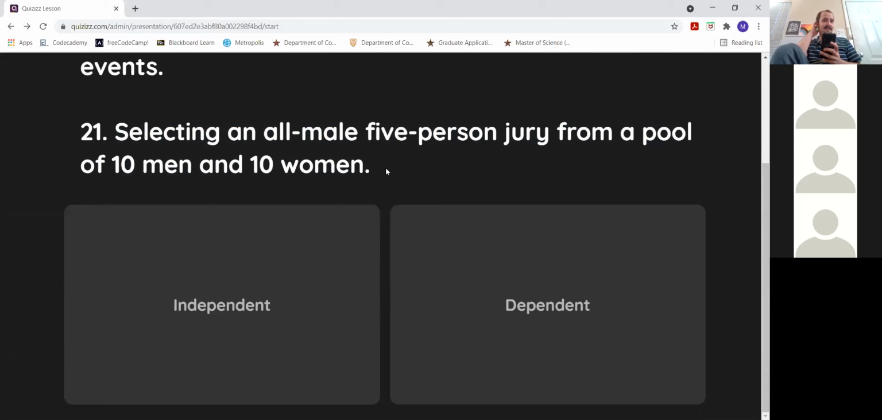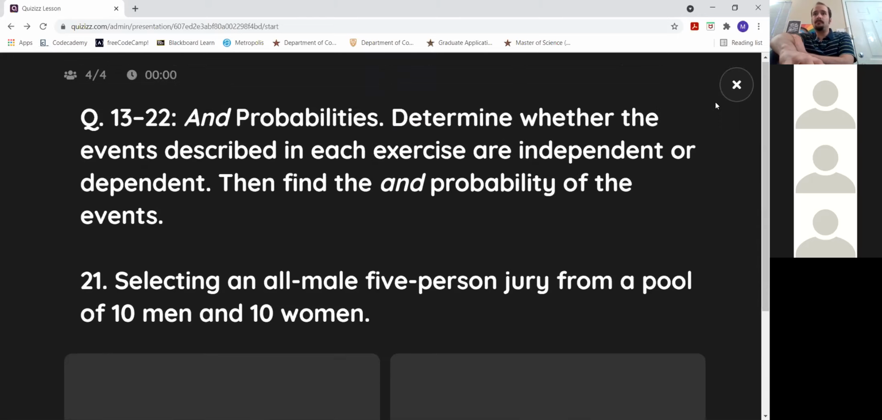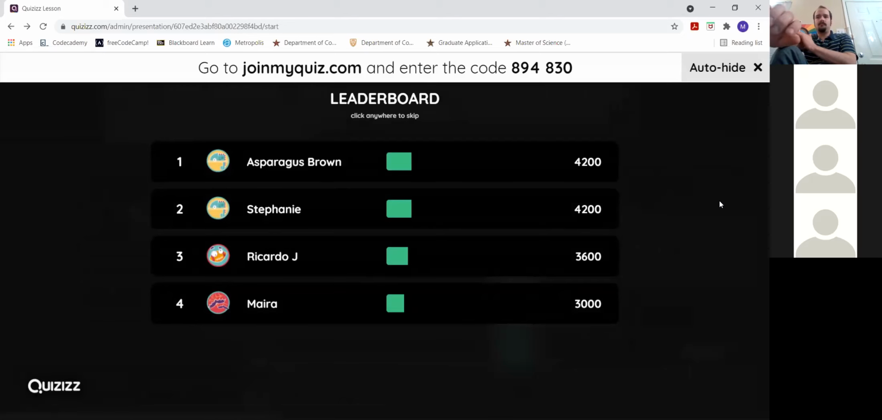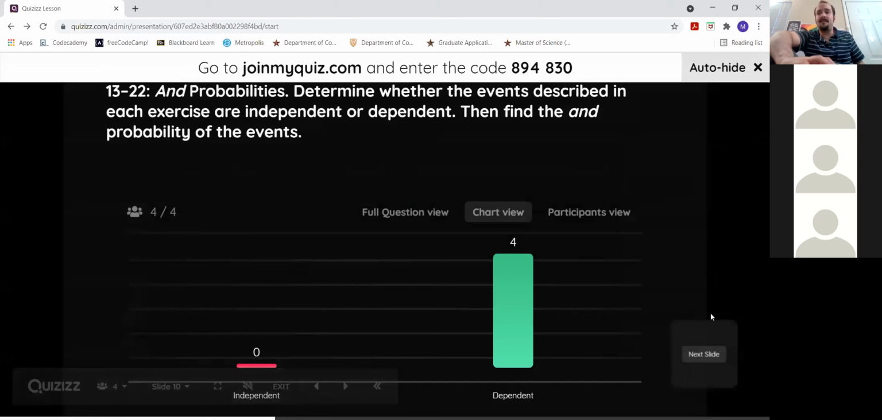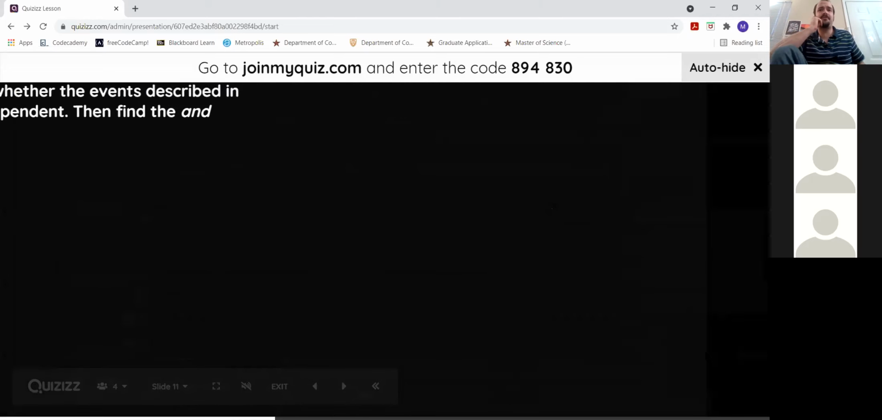If I select people, there are 20 people total. And I select a man, is that going to influence or change the way I select the next person? What are we saying? Dependent? Yes, each one is going to change.